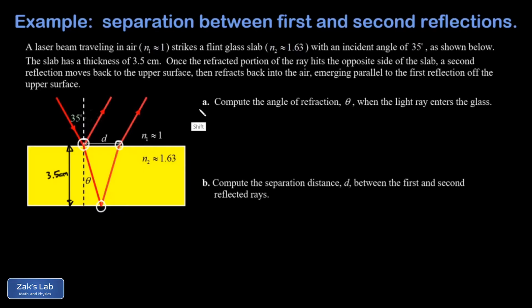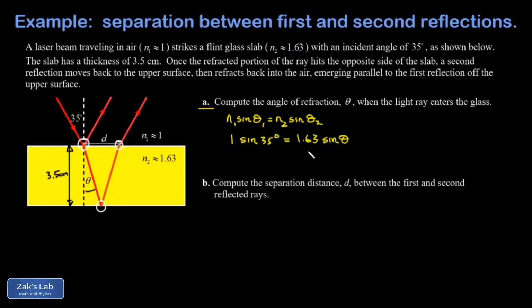But we start with part A: compute the angle of refraction, theta, for that ray entering the flint glass. So we quote Snell's law, and we're saying here that the index of refraction of air is about 1. So n1 is going to be 1. Our incident angle is 35 degrees. n2 for the flint glass is 1.63. And then theta is the only unknown here.